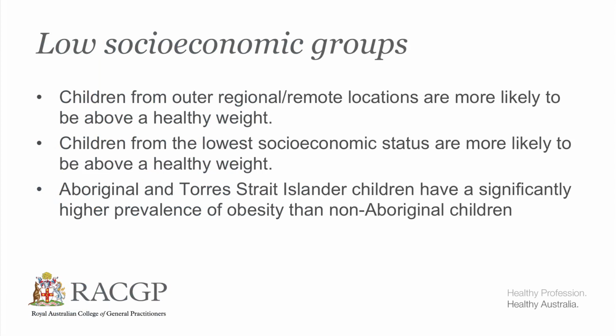Just to summarise, children from outer regional and remote locations are more likely to be above a healthy weight. Children from the lower socioeconomic status groups are more likely to be above a healthy weight, and Aboriginal and Torres Strait Islander children have a significantly higher prevalence of obesity than non-Aboriginal children.